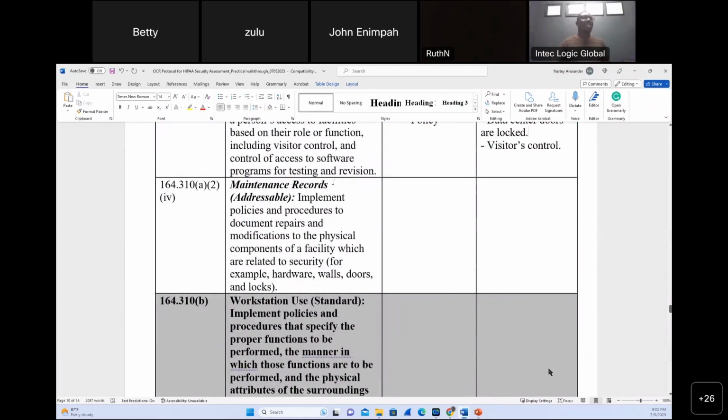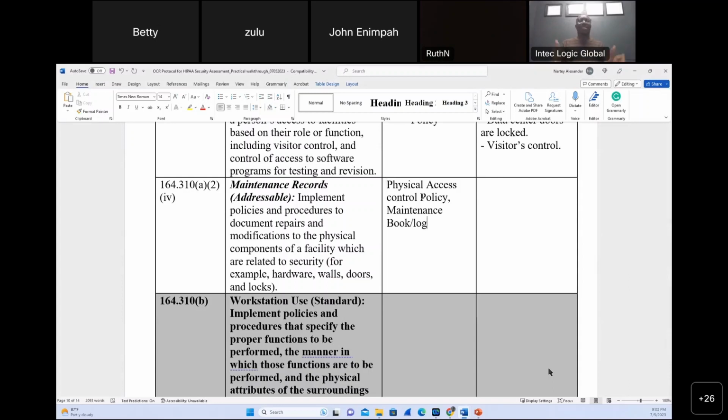Good. Maintenance records. Implement policies and procedures to document repairs and modification to the physical component of the facility which are related to security. For example, hardware, walls, doors, and locks, right? So what document can we see this that talks about maintenance records? I think somebody mentioned it earlier on, right? Maintenance records. So here we can find this within the physical security policy or maintenance book or logs.